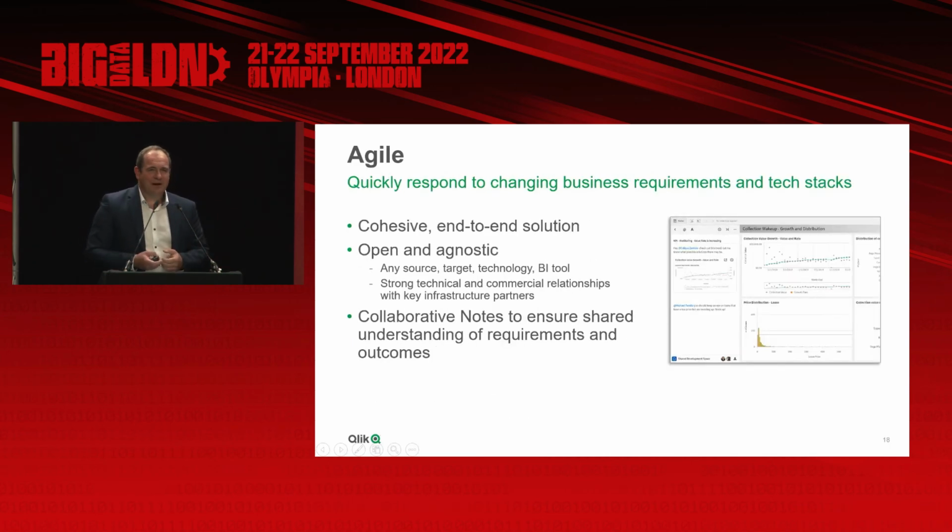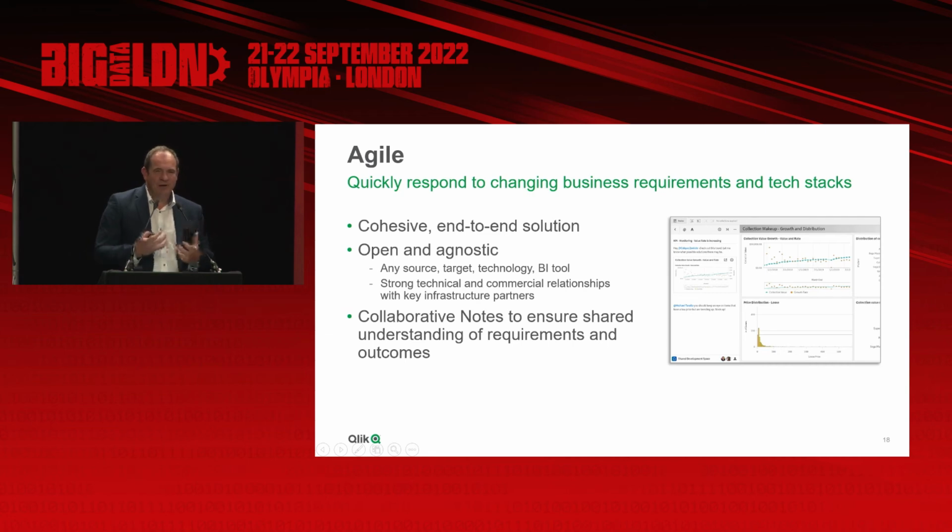And then all of this has to be done in an agile way. Businesses, organizations like yourself, are looking for how to do things more quickly. So that's how you can adapt to those changing business requirements and new technologies that come in as well. So Qlik is one of those only vendors that can really supply that cohesive end-to-end pipeline if you take data integration and the analytics side. We take a very open and agnostic approach, so we can help you support any source, any target that you want to deliver to, practically any technology, and you can use any BI tool if you wish.